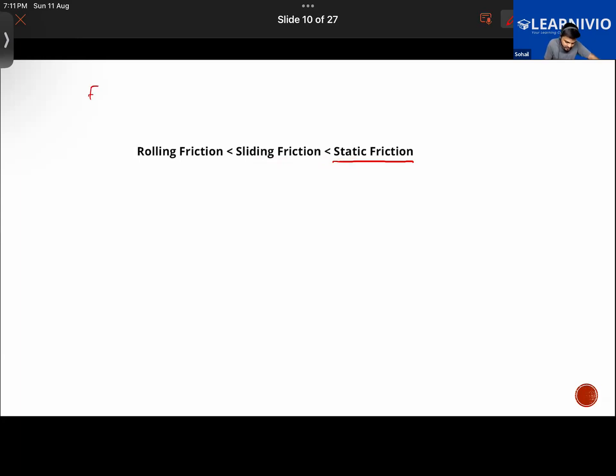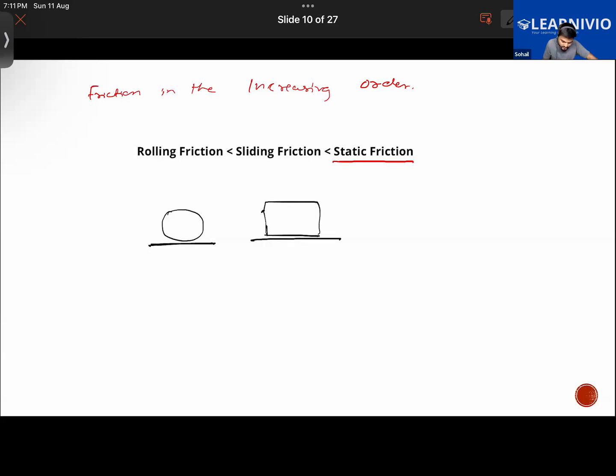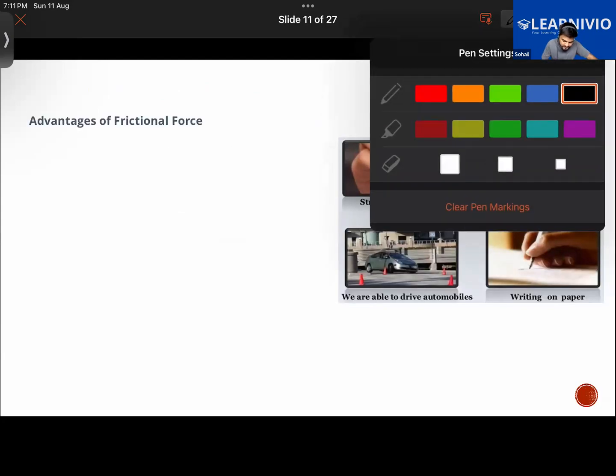This is the friction in the increasing order. So hope that is clear. Like you have an object of round shape, so the area of contact is very less, and that is an example of rolling friction. In sliding friction, the object will be moving, but it will experience some friction. But in the case of static friction, the magnitude of friction is so much that the object does not move. It remains at a position of rest.